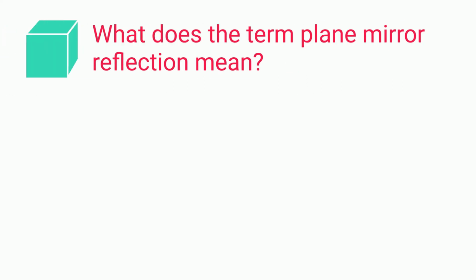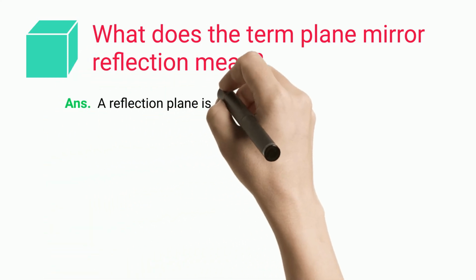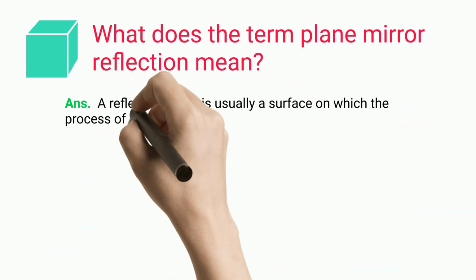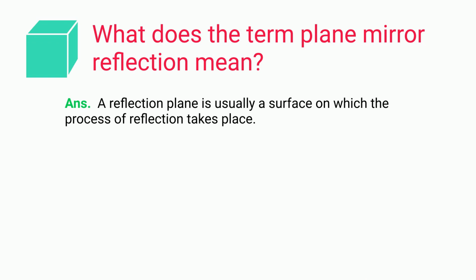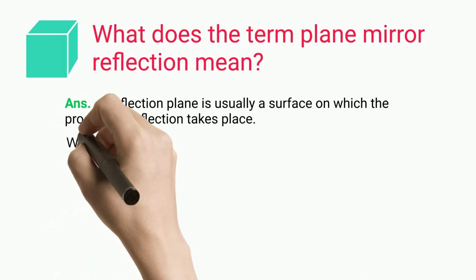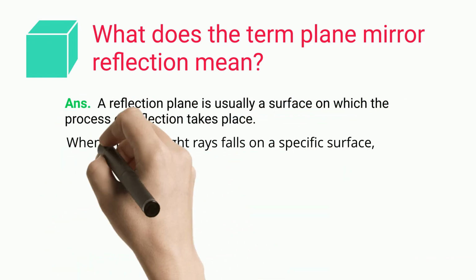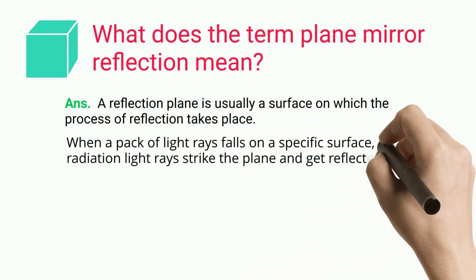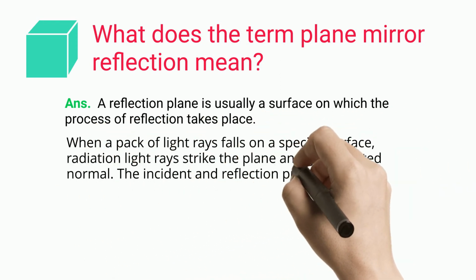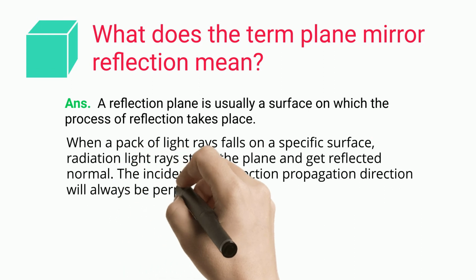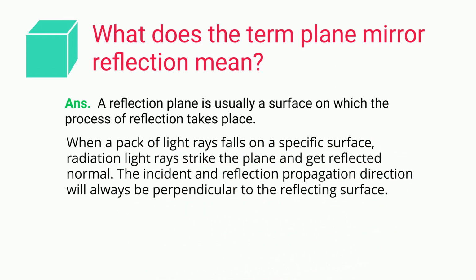What does the term plane mirror reflection mean? A reflection plane is usually a surface on which the process of reflection takes place. When a beam of light rays falls on a specific surface, the light rays strike the plane and get reflected along the normal. The incident and reflected propagation directions are always related to the normal of the reflecting surface.